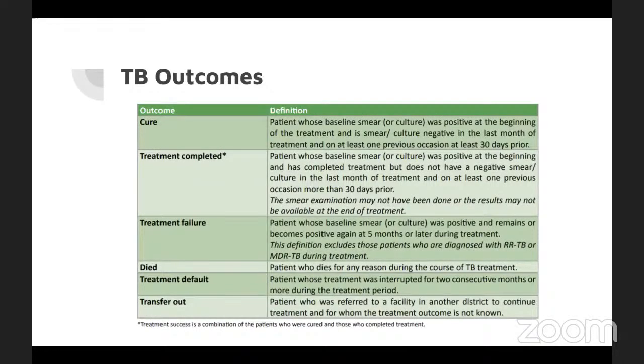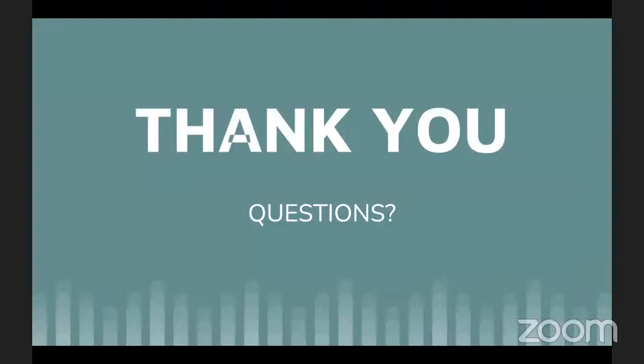And then just quickly going through TB outcomes. We've touched on it before, but the main 6 TB outcomes are cure, where the baseline smear was positive at the beginning, and then they smeared negative. Treatment completed is where you don't have that last smear available to you, whether it hasn't been done or the results aren't available yet. Treatment failure is those patients who have a smear positive post 5 months. Then obviously patients who have passed on, defaulted, and then transferred out, where basically you don't know what their outcome was. So thank you guys, sorry for going a bit long, but does anybody have any questions?